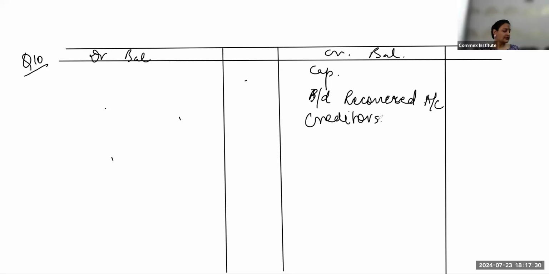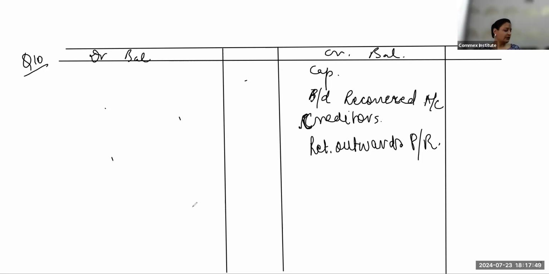So again, we'll have to change the side. Return outwards. What is return outwards? Purchase return. So purchases are debited and purchase returns are credited. So return outwards, we'll put it over here. Return outwards, please remember, is purchase return.